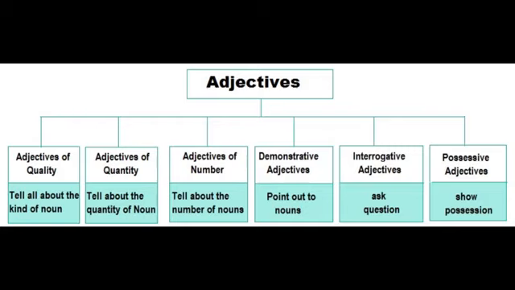Now let's come to classification of adjectives. What are the different types of adjectives? Adjectives of quality. Adjective of quality tells about the kind of noun. Then adjective of quantity, it tells about the quantity of noun. Then adjective of number, it tells about the number of nouns. Then demonstrative adjective, it points out the noun. Interrogative adjective, this adjective is used to ask a question. And possessive adjective, it is used to show possession. So I have explained the types of pronouns and types of adjectives also.